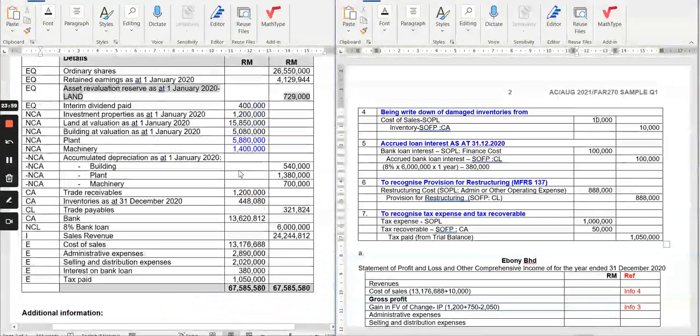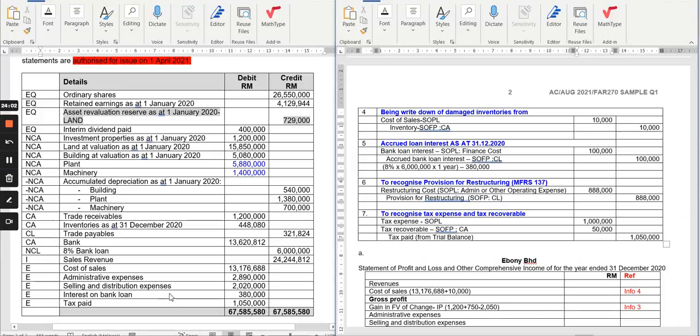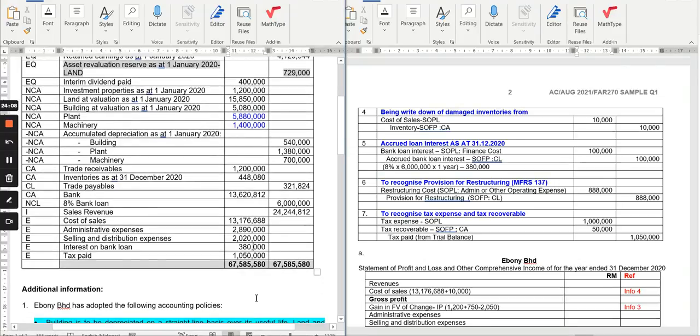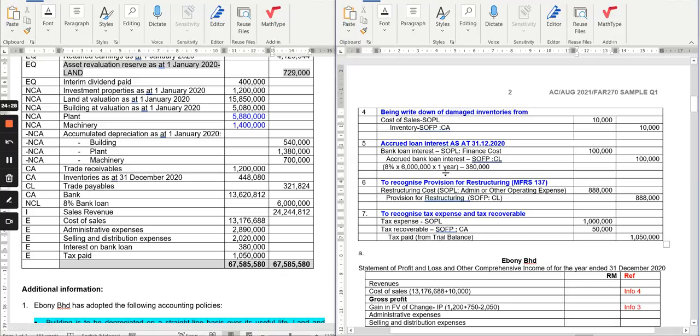So if you check the loan, there was a loan interest that has been provided, interest on bank loan 380, but still there is some amount that is outstanding. If you want to know what is the outstanding amount or what is the accrued amount, you will take 8% times 6 million, and then that will give you the total for the interest for the year, and you need to deduct the interest on bank loan 380. So here I've done the workings, 8% times 6 million, and that was for 1 year, minus the one that has been provided, minus the one in the trial balance, right? The one in the trial balance.